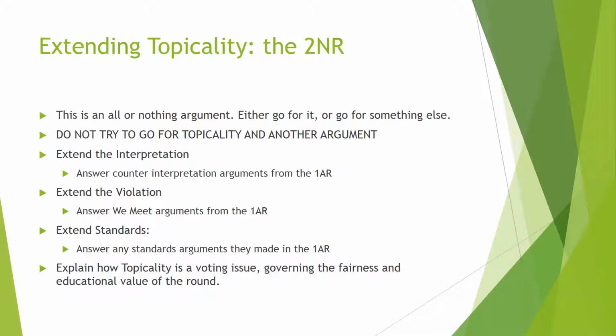If topicality is what you're going to choose to go for in the 2NR, first, extend your interpretation. Answer counter-interpretation arguments from the 1AR. Then, extend the violation. Answer any we meet arguments from the 1AR. Lastly, extend the standards, answering any standards arguments they make in the 1AR and bringing through your own. Lastly, explain to the judge how topicality is a voting issue, governing the fairness and education of the round. This is where you sell the judge on why they should vote negative on topicality, so make it count.